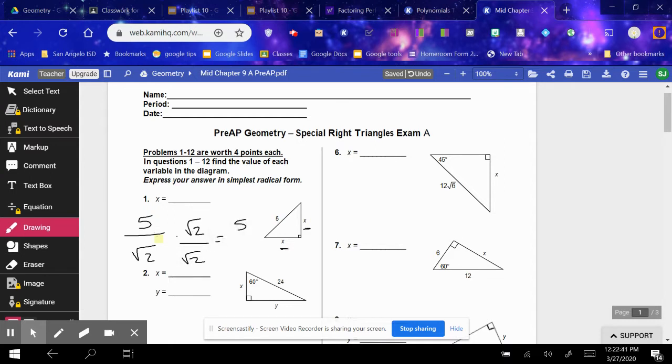So we get 5 times the square root of 2 on top. Square root of 2 times the square root of 2 is 2. Now, we can divide 5 and 2 and we get 2.5. Some people don't like to put decimals with the radical. If you wrote your answer this way, that would be correct, or you could leave your answer this way. Okay, number 2.